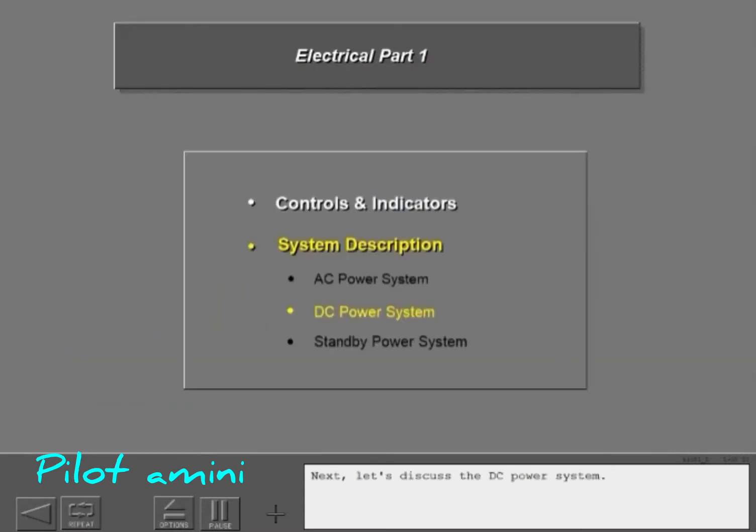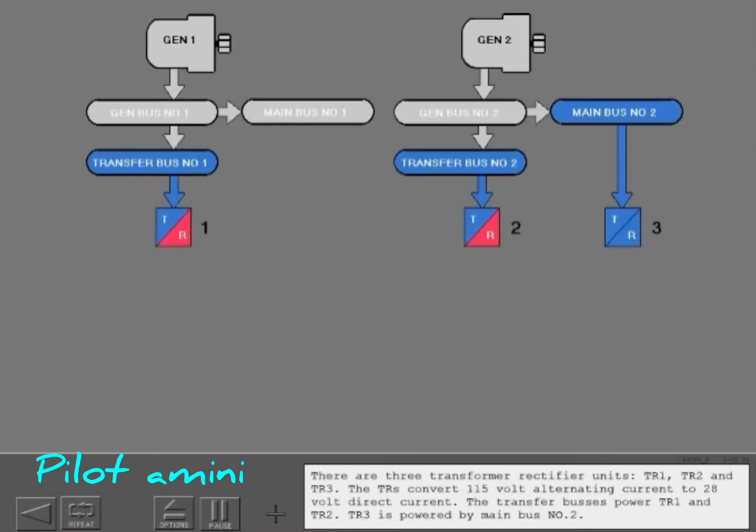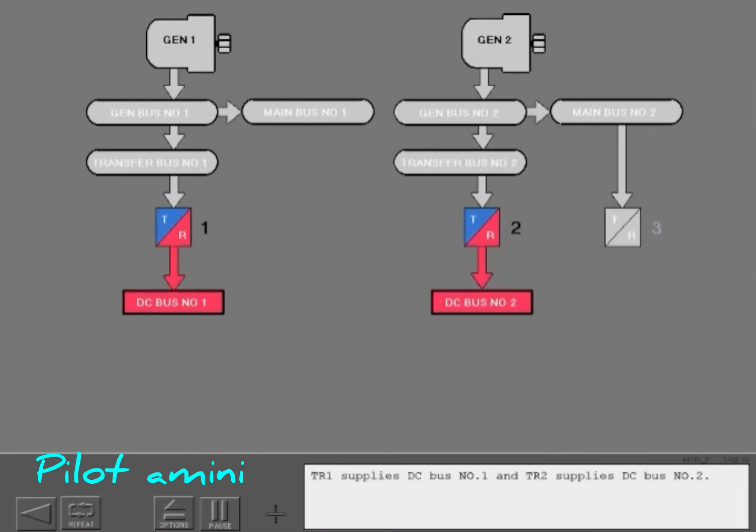Next, let's discuss the DC power system. There are three transformer rectifier units, TR1, TR2, and TR3. The TRs convert 115-volt alternating current to 28-volt direct current. The transfer buses power TR1 and TR2. TR3 is powered by main bus number 2. TR1 supplies DC bus number 1, and TR2 supplies DC bus number 2.